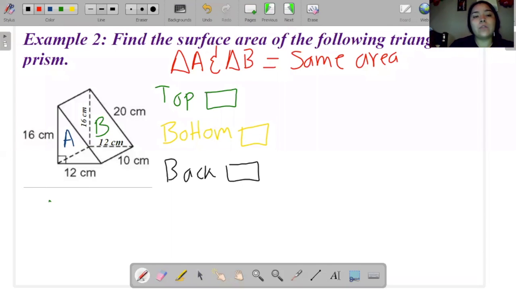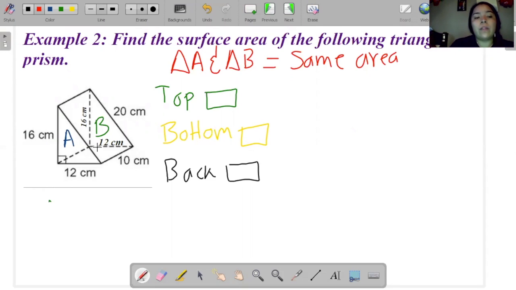Okay, so let's take a look into another example. Let's find the surface area of the following triangular prism. So here we have our triangular prism, right? But this time we don't have a net. So how can we find the surface area of this prism?